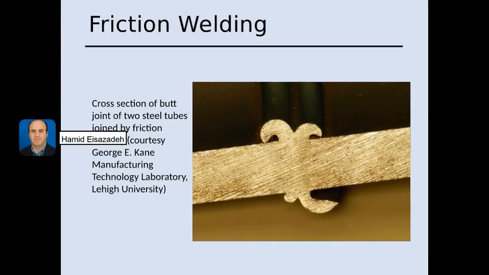Here you see one actual sample, the cross section of a friction welding sample. When you rotate a part, the part becomes plastic. This area is called flash. This flash has to be removed after the process.